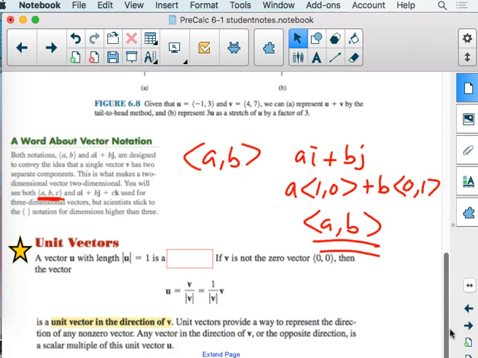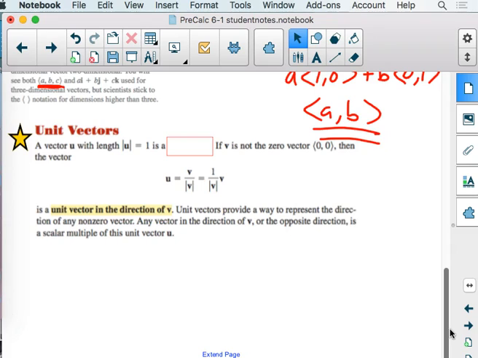All right. Now, what we want to do next is what's called a unit vector. And what a unit vector does for us is it's going to change the magnitude, but keep the direction. So this is where we start to get a little formula that we have to think through. So a vector u that has a length of 1, that's a unit vector. So when you do the distance formula, you get 1 back. That's a unit vector. So that's the name of it.